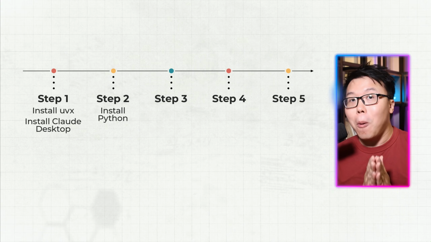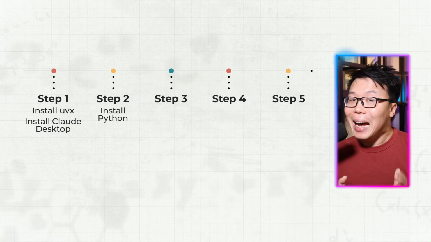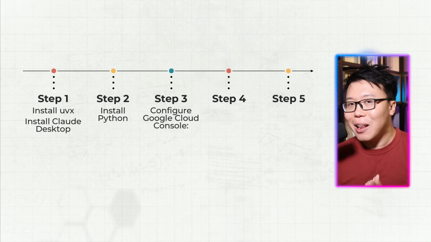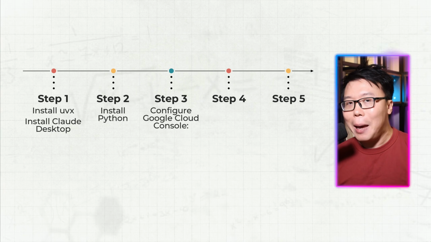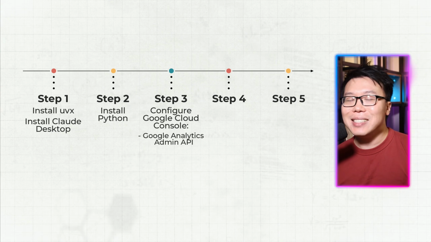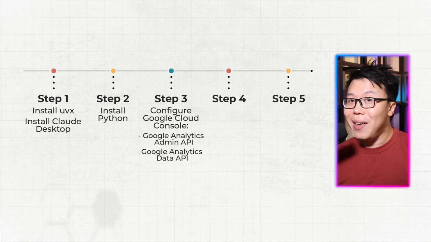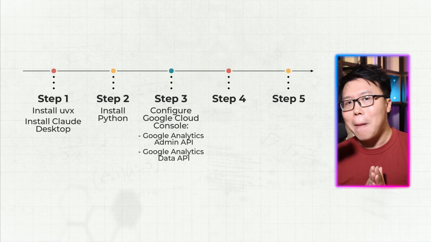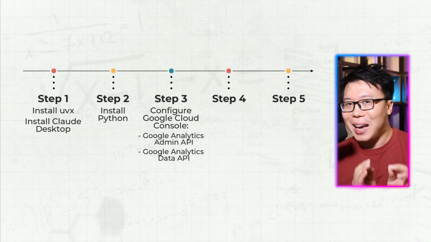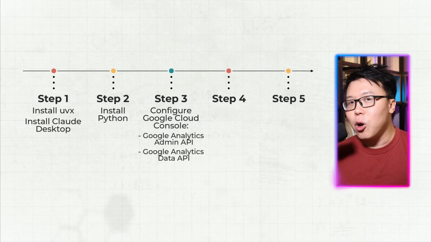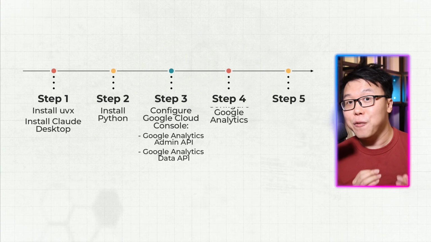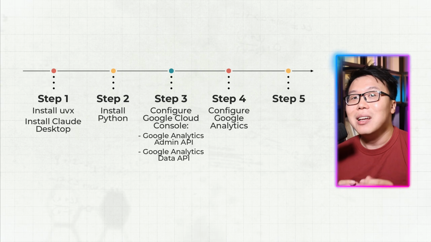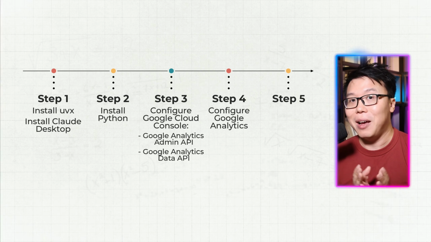You will need to install Python on your computer. And after that, you'll be configuring Google Cloud Console by enabling two APIs called Google Analytics Admin API and Google Analytics Data API. Most people will find this confusing, but I will try to make it as simple as possible. Then with some info you got from Google Cloud Console, you will need to visit your Google Analytics account to make the connection between the two platforms.